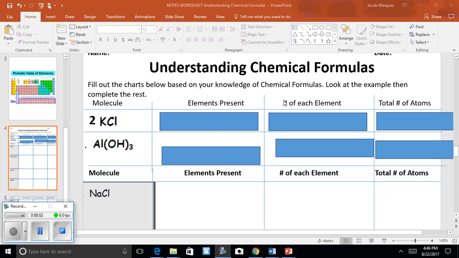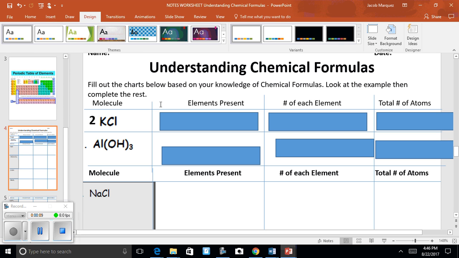Okay, so we're gonna go over how to complete this assignment. Once again, you're gonna see that it's really not that difficult. So we have our chemical equation right here. We have 2KCl.